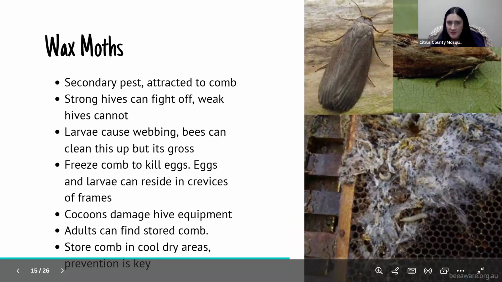So again, strong hives can fight these off. They don't have as much of an issue, but weak hives that are already broken down due to other issues can really take a hard hit from wax moths.